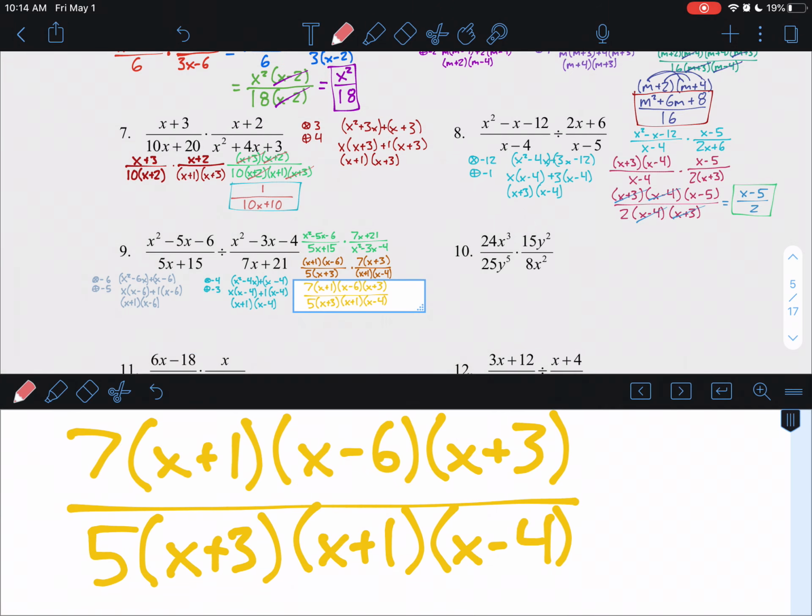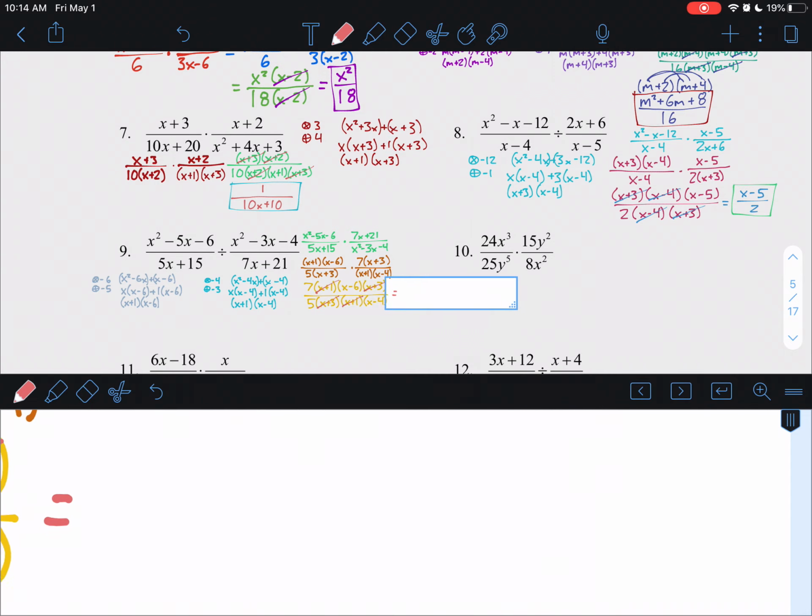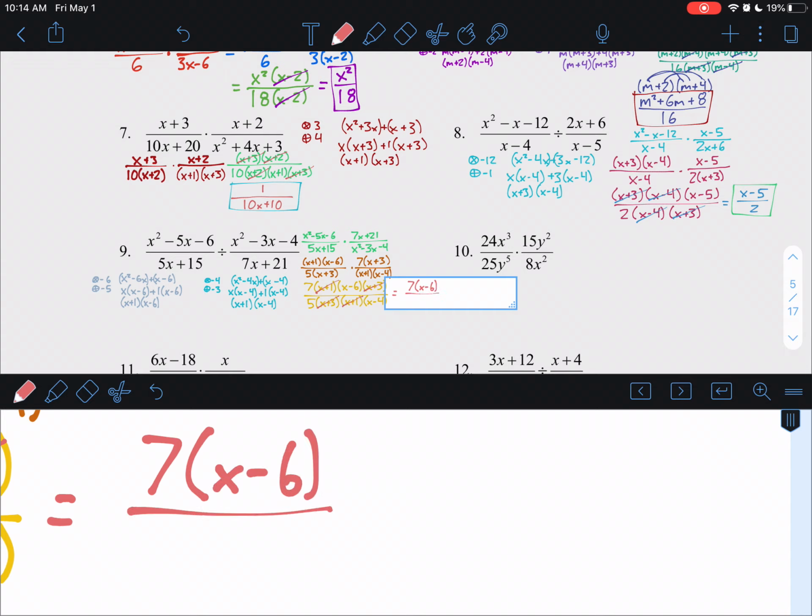So many color choices. Okay, so let's see, what can I cancel out? I see an x plus 1 in both the numerator and denominator. And I see x plus 3 in both the numerator and denominator. And that's all I can cancel out. So this is turning into 7 parentheses x minus 6 over 5 parentheses x minus 4.